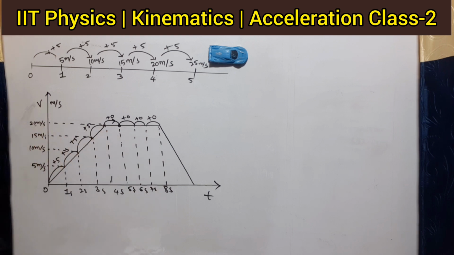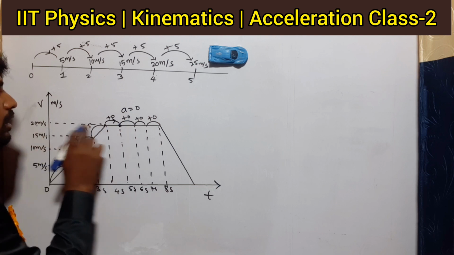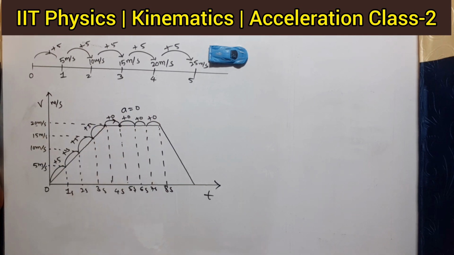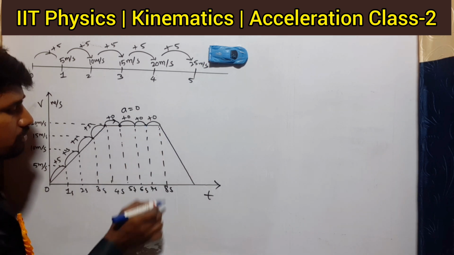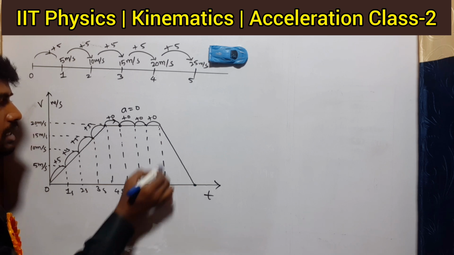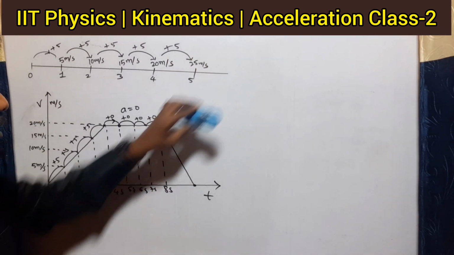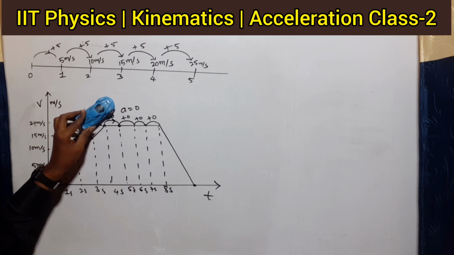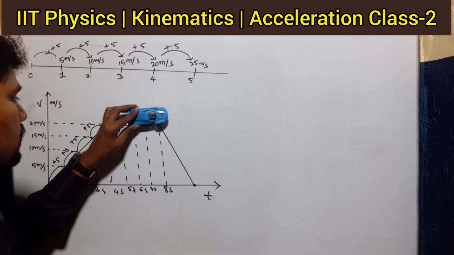So that is why acceleration is 0 here. In uniform motion, acceleration is 0. The body is moving with constant speed, so velocity is constant and acceleration is 0. Then after here, suddenly this car applied brakes. Here the speed decreases uniformly and gradually. Then after it is moving at a constant speed of 20 meters per second.